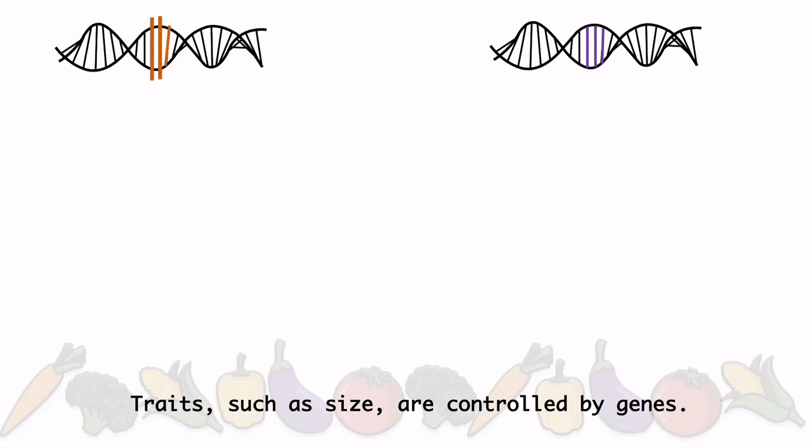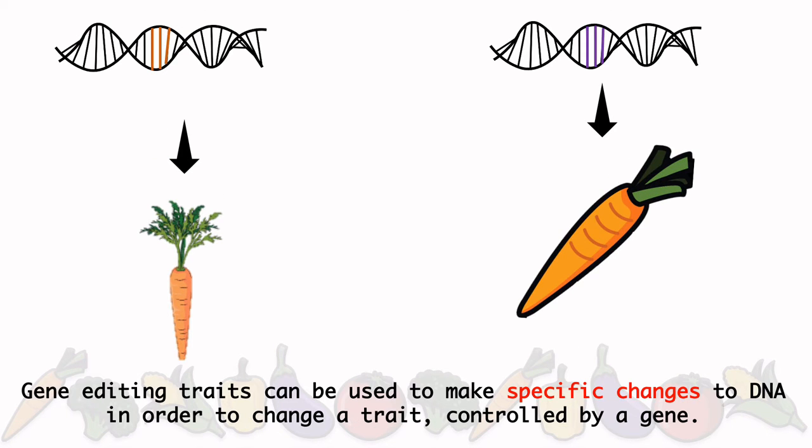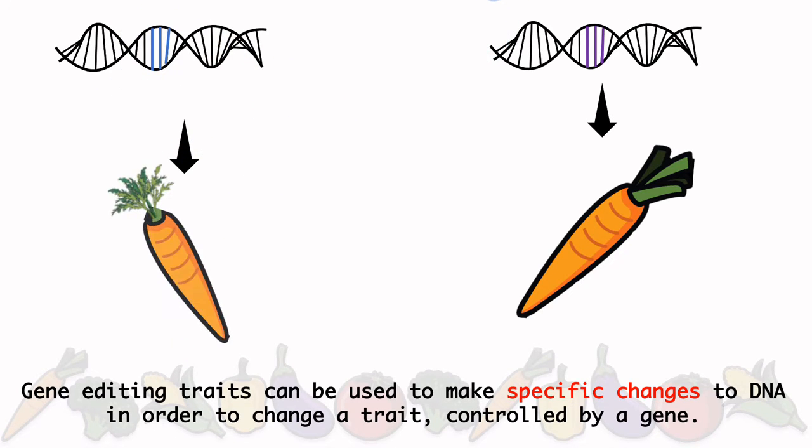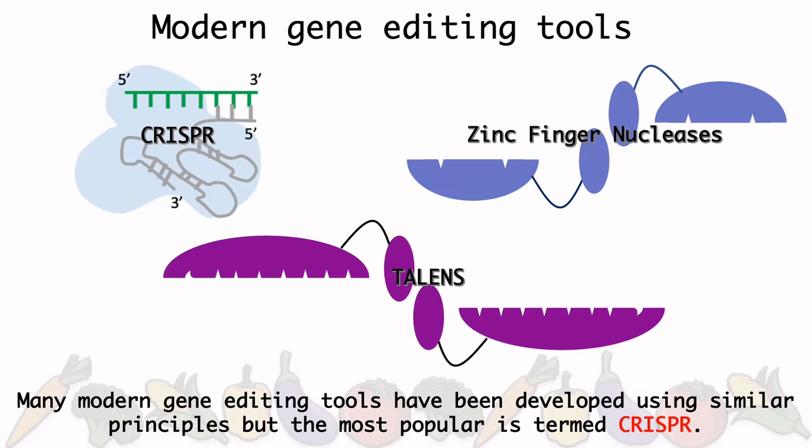Traits, such as size, are controlled by genes. Variation within genes can determine different outcomes of a certain trait, such as small versus large. Gene editing can be used to make specific changes to DNA in order to change a trait controlled by a gene. Many modern gene editing tools have been developed using similar principles, but the most popular is termed CRISPR.